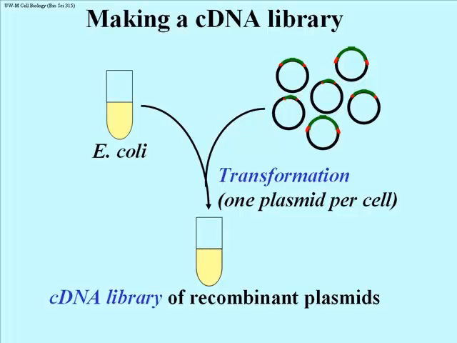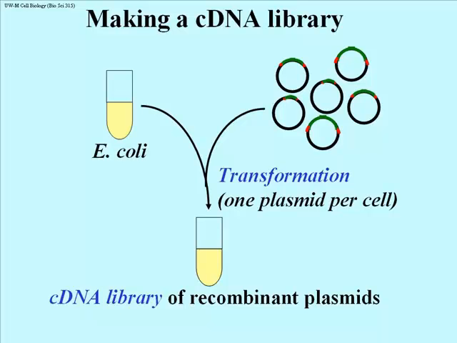So we mix the two together under conditions which allow transformation. You remember transformation as the very early experiment of Griffith using Streptococcus. He discovered that Streptococcus, under the right conditions, will take up DNA and incorporate the DNA into the cell. Well, you can do the same thing here, only this time the plasmid is being taken up. It's done under conditions where one plasmid ends up inside of a cell. The cells are not healthy if they take up more than one plasmid, and so those which take up two plasmids will generally not survive.